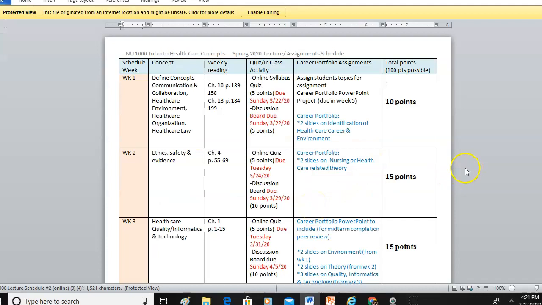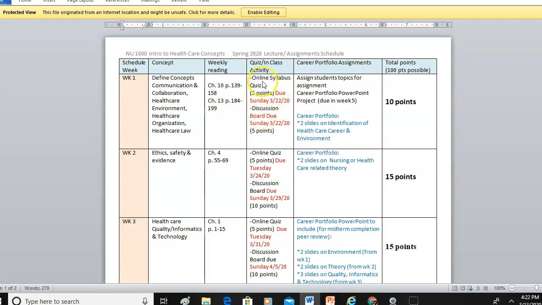So this is how the breakdown is going to be. In week 1, these are the concepts we are doing. So this first week, we are defining concepts about communication, collaboration, healthcare, environment, healthcare organization, and healthcare law. These are the chapters that you're required to read in your textbook, and I will go over again which textbook that should be. You should all have the Foundations of Interprofessional Collaborative Practice in Healthcare, and that's available at your campus bookstore. Then these are the activities for this week.